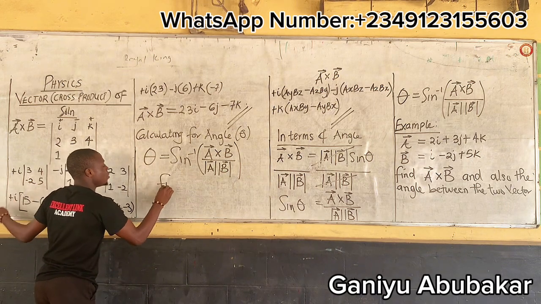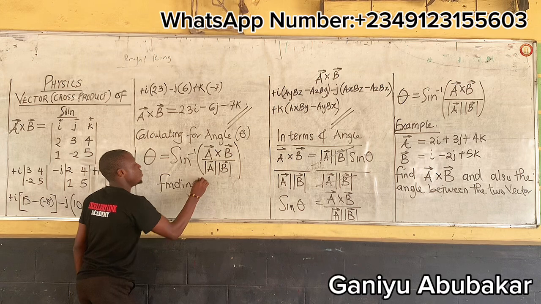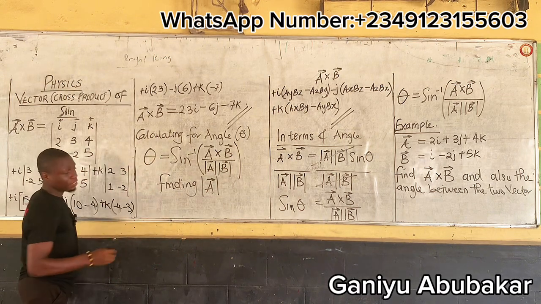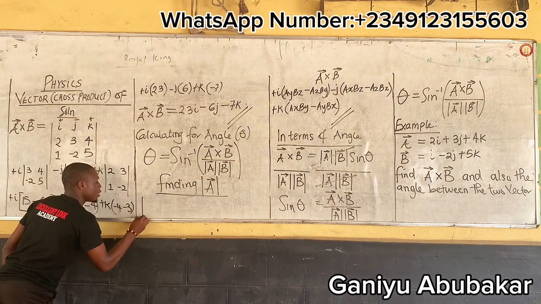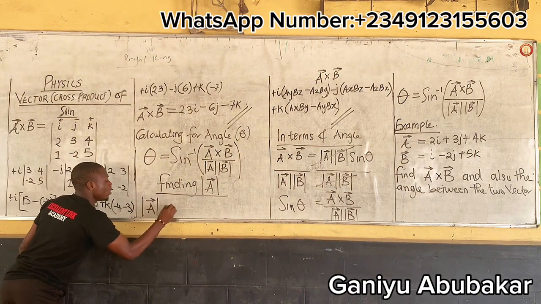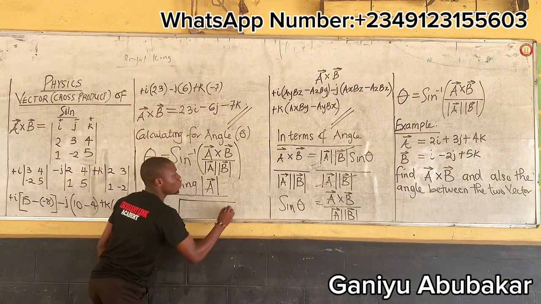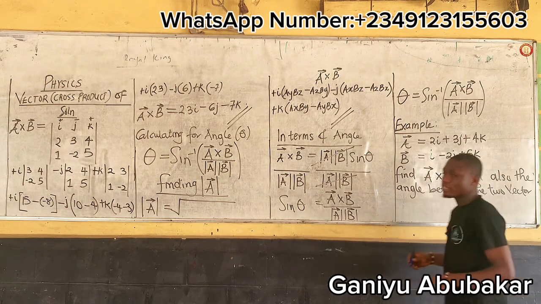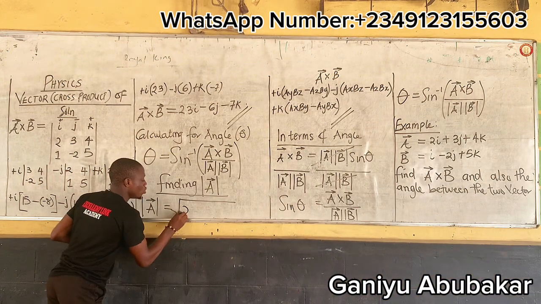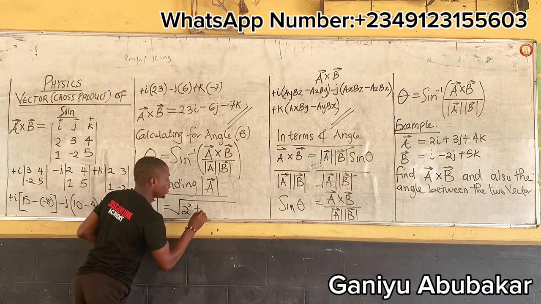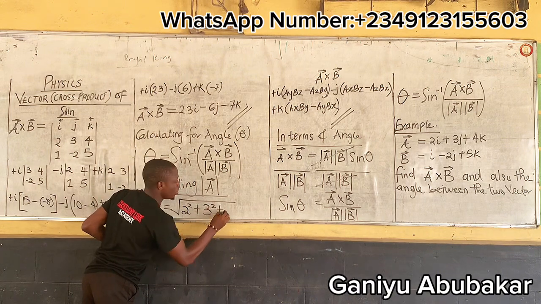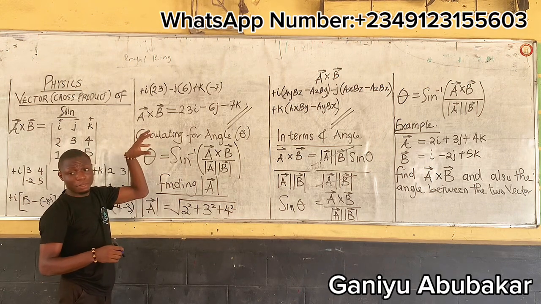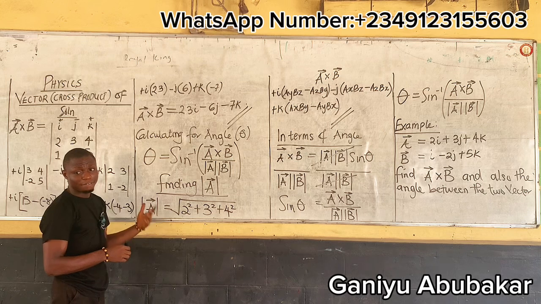So, finding the magnitude of A first. Let's start with A. The magnitude of A is equal to the square root of, what's your A? I'll pick 2, 3, 4. That becomes 2 squared plus 3 squared plus 4 squared. I ignore the i, j, k, pick the numbers in front of them and square them. That's how to find the magnitude of a vector.